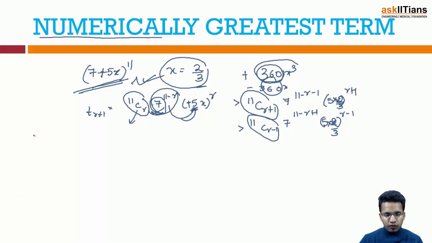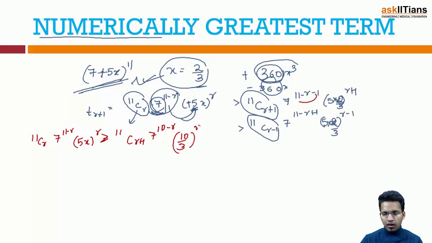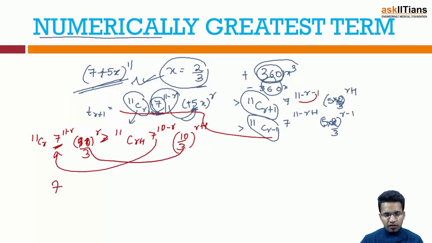So the first relation will be 11C_r 7 raised to power 11 minus r 5x raised to power r is greater than 11C_(r+1) 7^r. Now this I can combine here, 10 minus r, this will be (10/3) raised to power r plus 1. The terms were looking so cumbersome here, but now as you see I can just bring it here, it will be 7. I can just bring it there, it will be 10 raised to power 3.